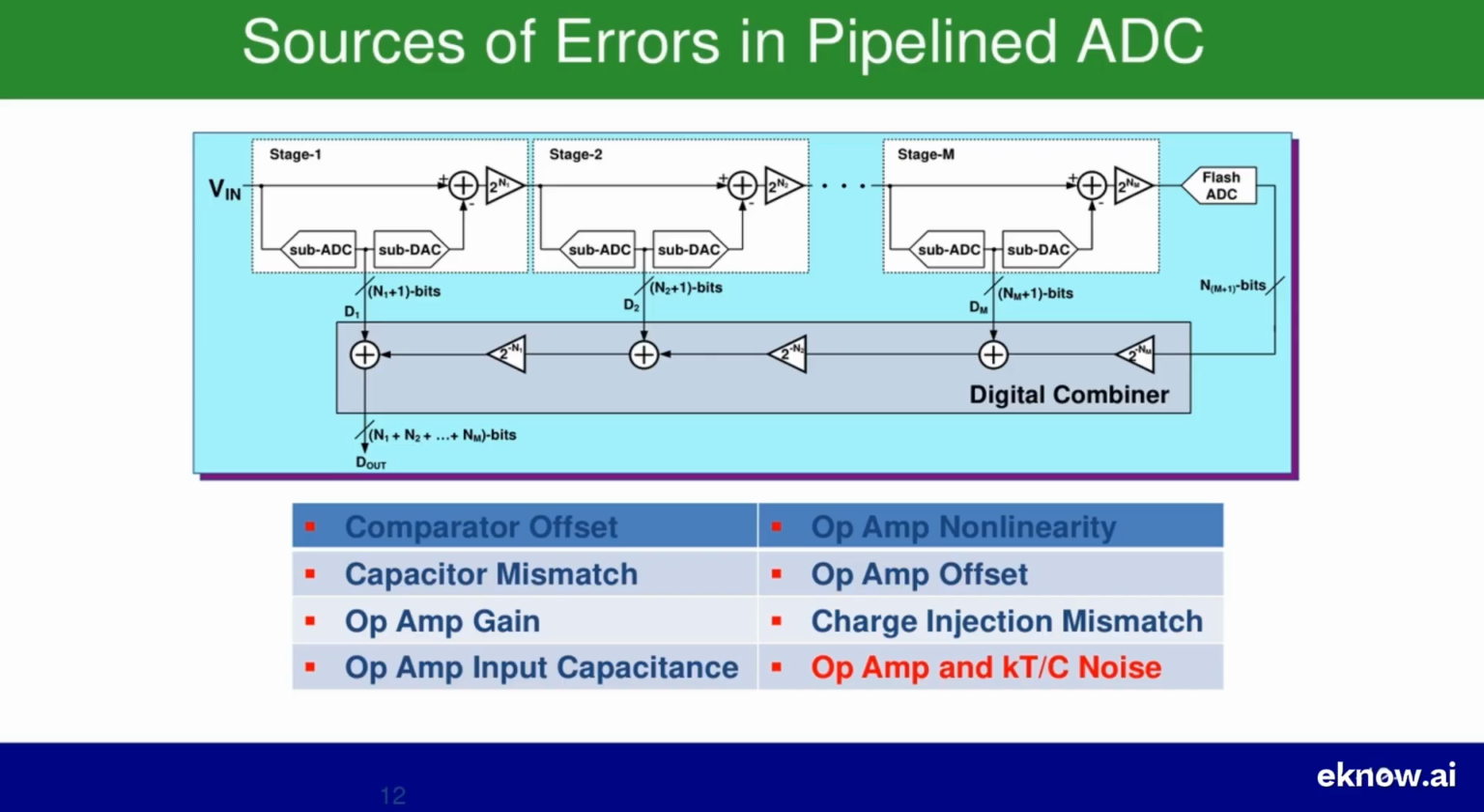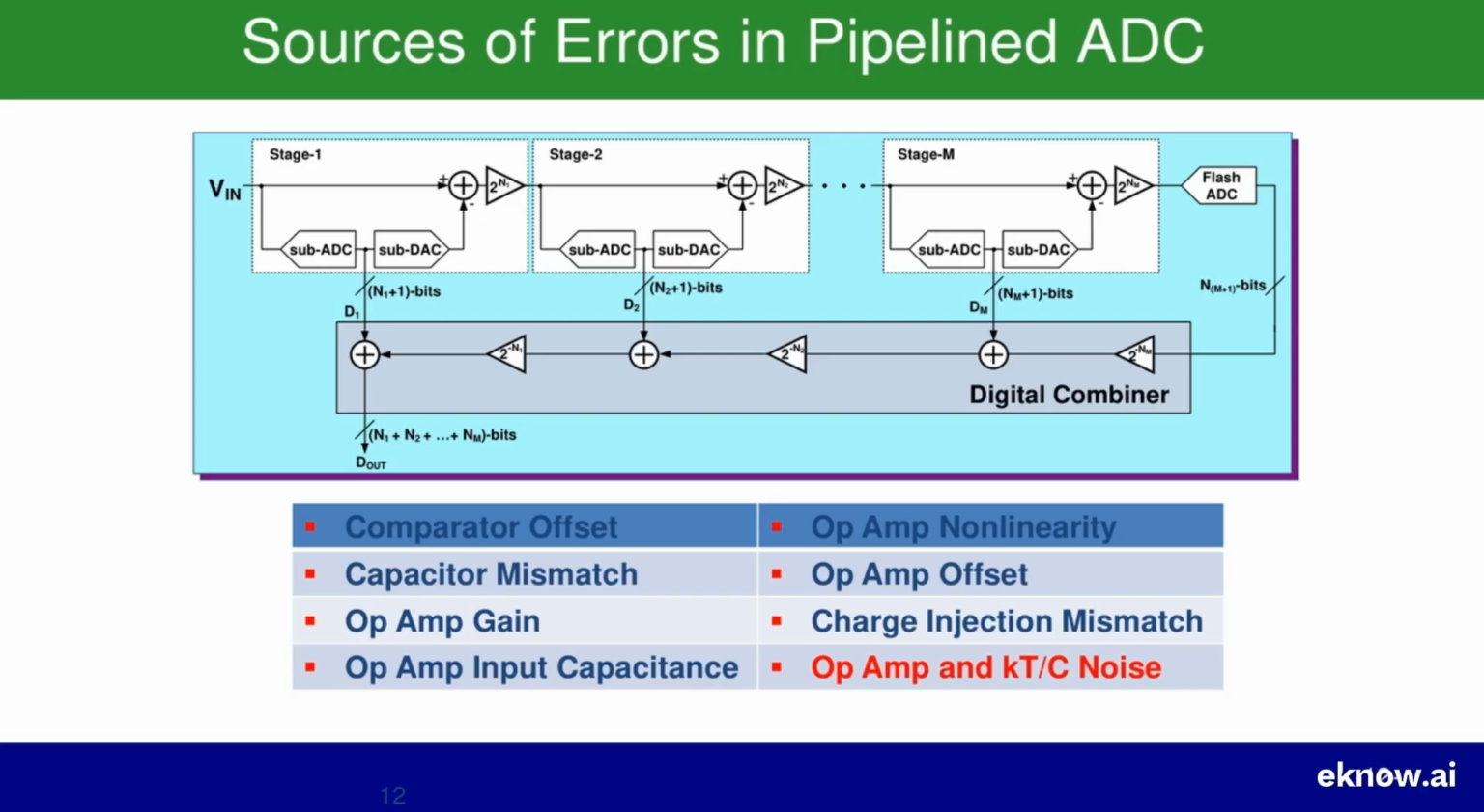It's a small DC voltage at the op-amp's input that gets amplified along with our signal. Then there's op-amp nonlinearity. An ideal op-amp's gain is constant, but a real op-amp's gain can change slightly depending on its output voltage. This introduces distortion. The switches in our circuit also cause problems. One is charge injection mismatch.